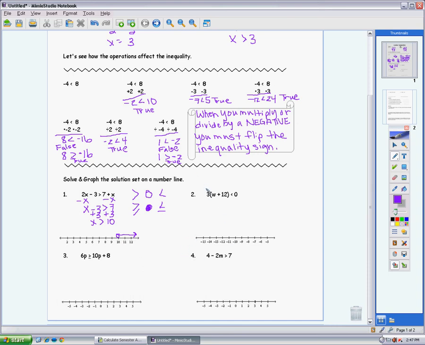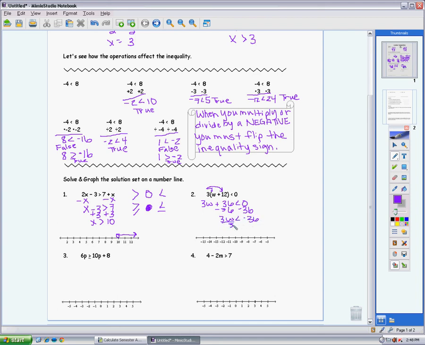Okay, number 2, we have the distributive property. So that means I'm going to multiply w by 3 and get 3w. And I'm going to multiply 12 times 3, which gives me 36, and that's less than 0. Okay, solving for w, that means I need to reverse adding 36. So I'm going to subtract 36 from both sides. And I've got 3w is less than negative 36.